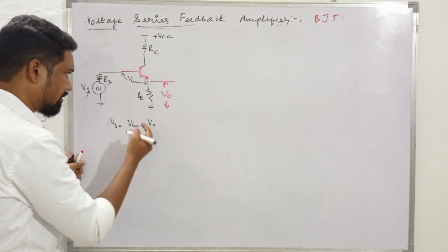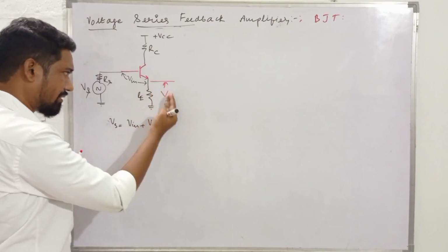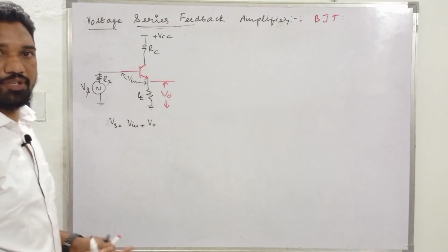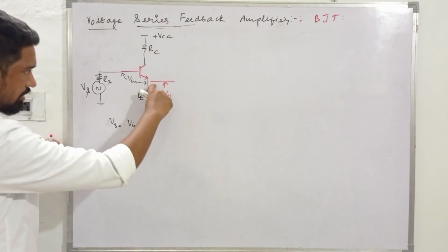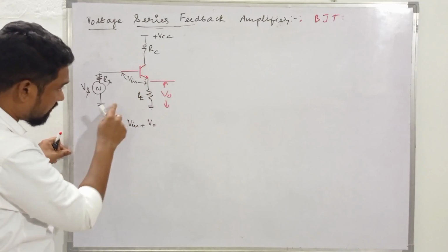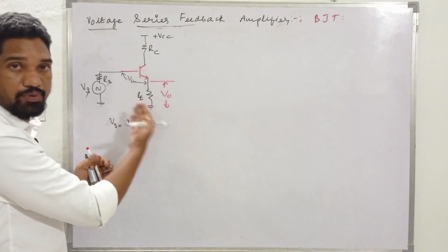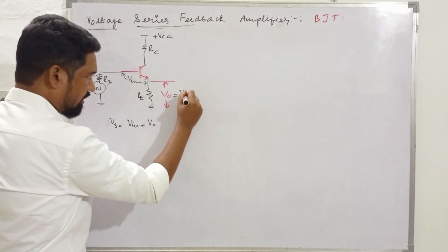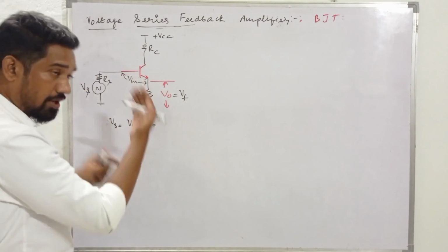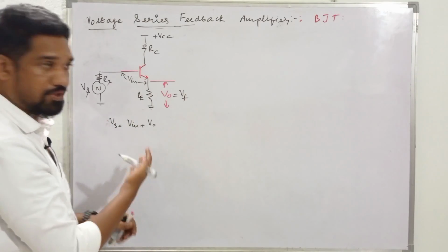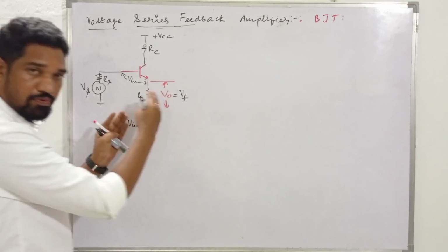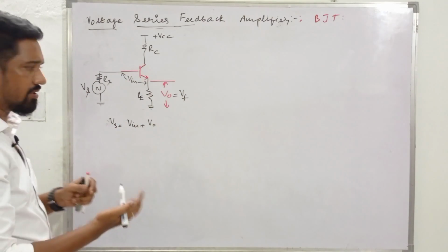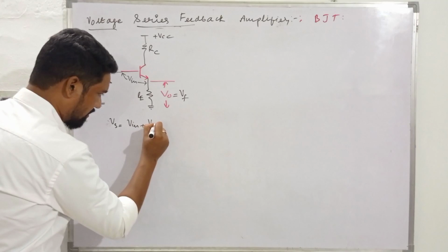Vo, the output voltage, is the same amount that is added in the input. It's a feedback. This same voltage is given back to the input. So Vo will be Vf in this case, especially in the common collector configuration. Whatever voltage is taken as output, the same is given back to the input without any reduction. So this won't be Vo, it will be Vf.